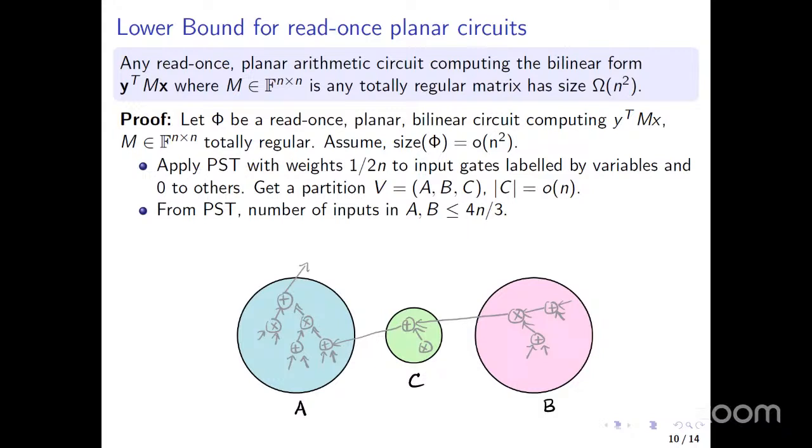One of these gates is the output. It's not clear where the output is. It could be in A, it could be in B, it could be in C. This is just representative. Okay. So you apply the planar separator theorem with appropriate weights.